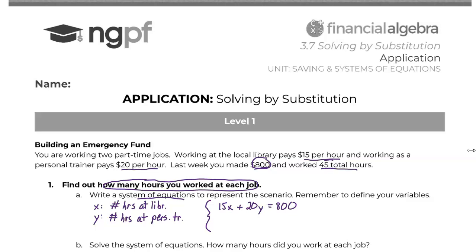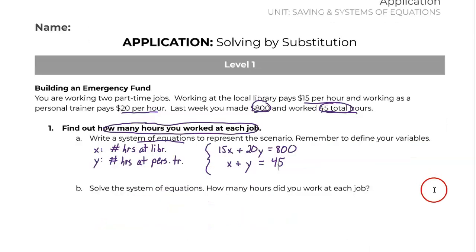We're also told that we work 45 total hours. So we can say the number of hours worked at the library plus the number of hours worked as a trainer is equal to 45. The second equation is about hours worked.